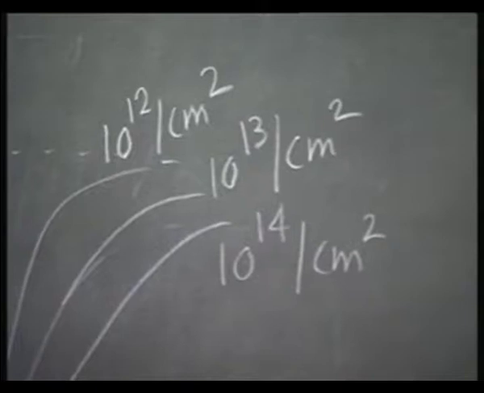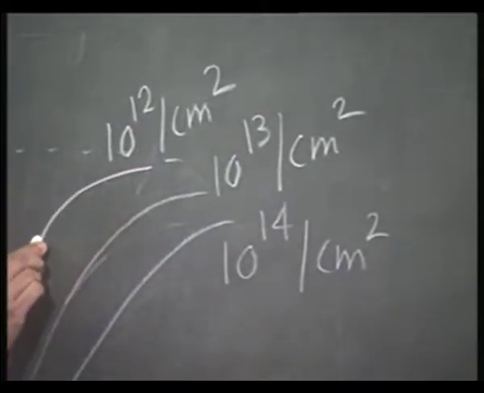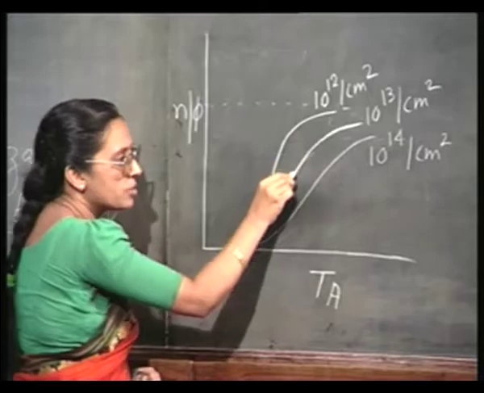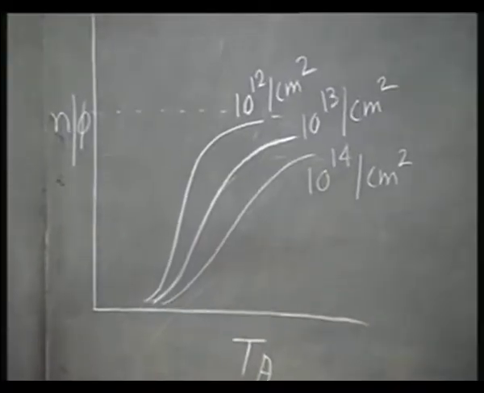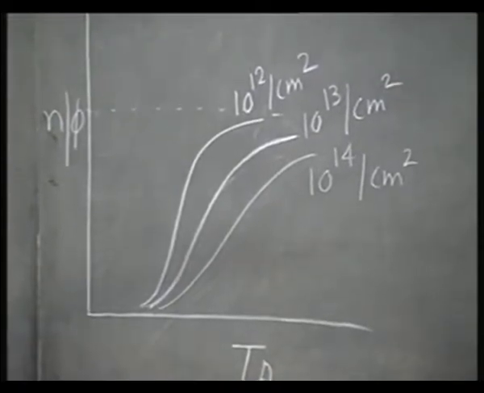Let me first show you how exactly it behaves with changing the dose, then we will discuss why it behaves like this. Now, if I use phosphorus with higher dose, let us say we want to use phosphorus in the dose of 10 power 15 or 3 into 10 power 15, then what happens? Then it follows a path like this.